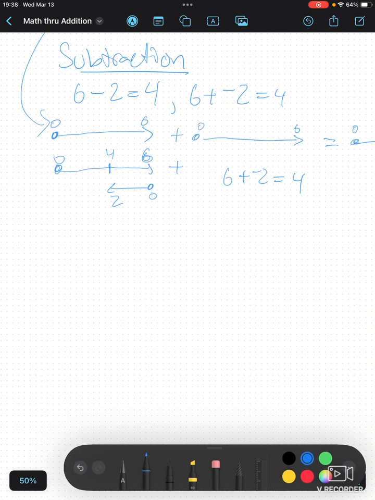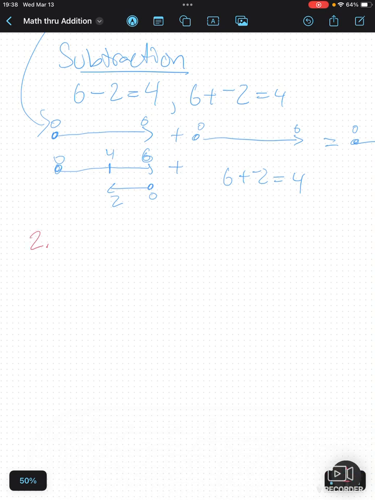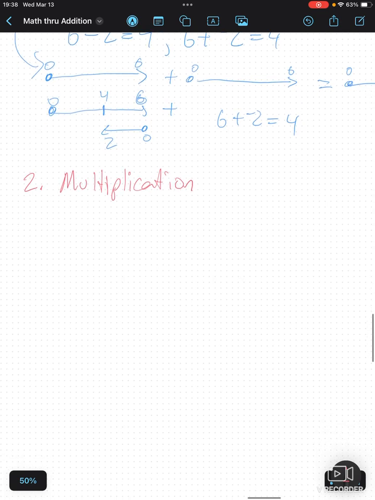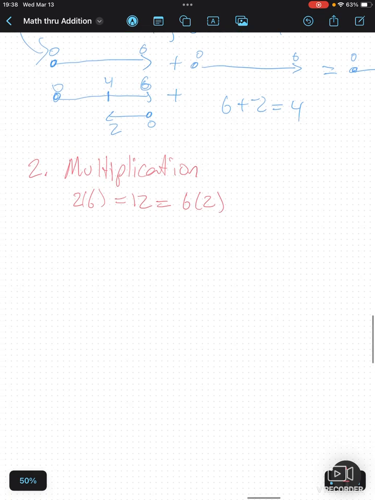Moving on to another unit, let's go to multiplication. So we know that 2 times 6 is equal to 12, and of course multiplication is commutative, so it doesn't matter whether it is 6 times 2 or 2 times 6. So 6 times 2 here. But what does that mean in terms of addition, though? That's what I'm trying to show.